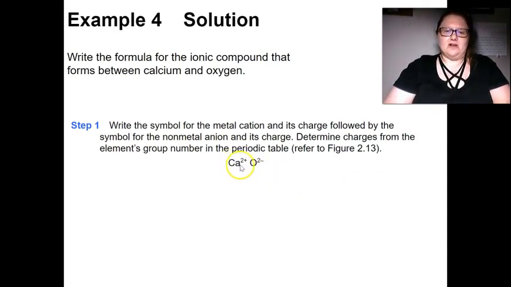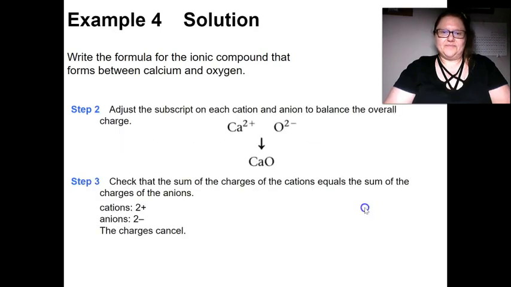So we're first going to follow the steps from the last problem. We're going to write the 2 charges. And when you notice they're the same number, they're both 2s, they're going to reduce to be both 1s. Okay? We reduce 2 to 2 becomes 1 to 1. And so we get CaO as our ionic formula.